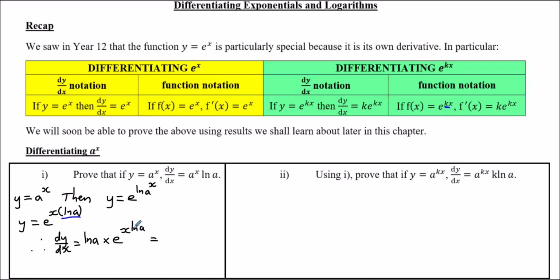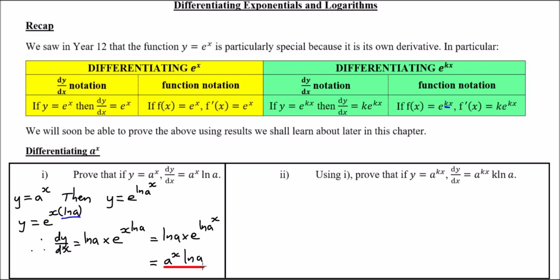But we can put this back into the form e to the power ln of a to the x. So we have ln a times e to the power of ln a to the x. And like we saw before, e to the power ln of a to the x is the same as a to the x. And so this here, as a final step, we can just replace with a to the power x. So that just becomes a to the power x ln a. Because this here, like I said, is the same as a to the x. And so that result's been proven.